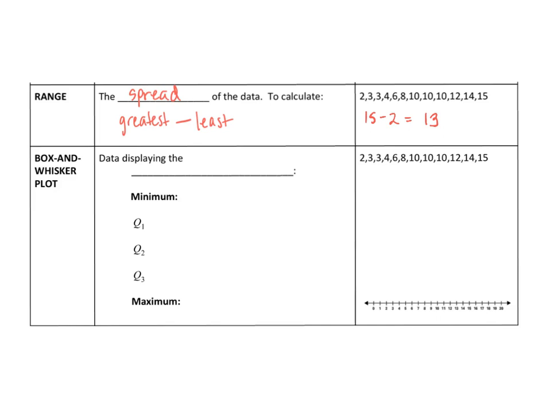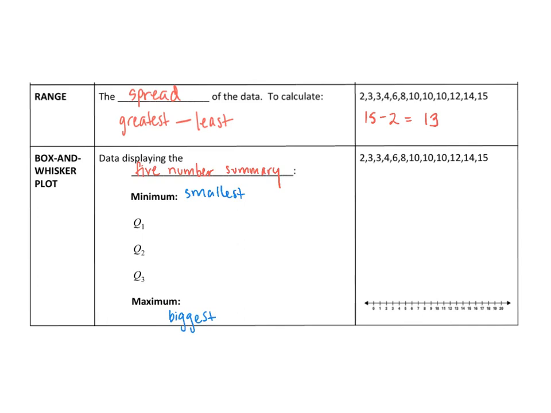Okay, and finally we are on to our box and whisker plot. The box and whisker plot is data displaying what's called the 5-number summary. So there are 5 numbers that tell us a lot about the data. You probably know this. What's the minimum? That's the smallest number, right? And then the maximum, we know that that's the biggest number, right? So we already have those two set.